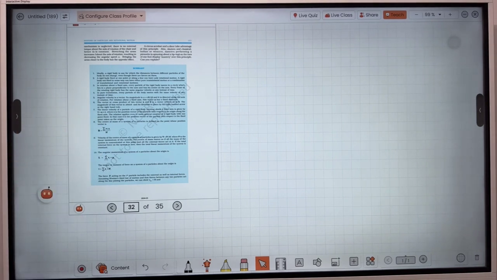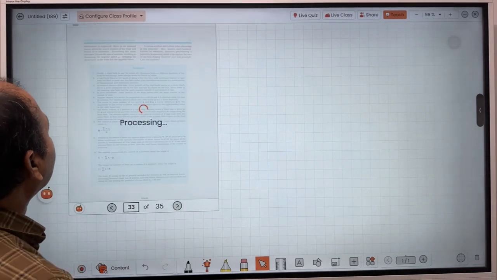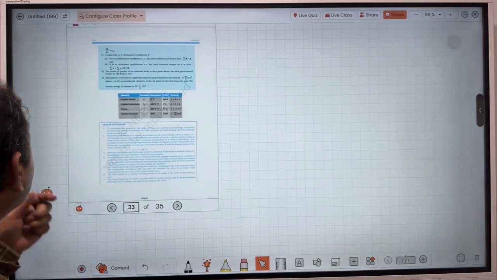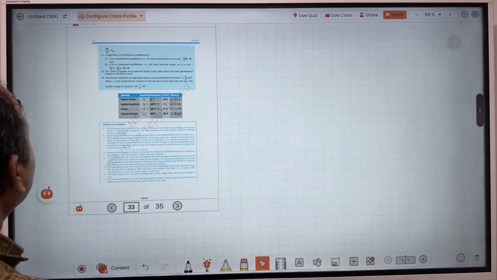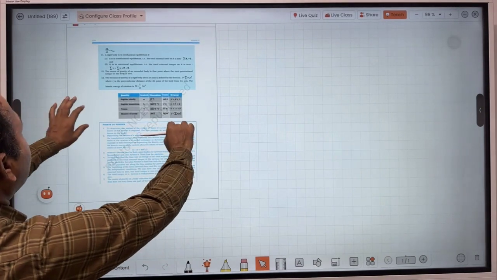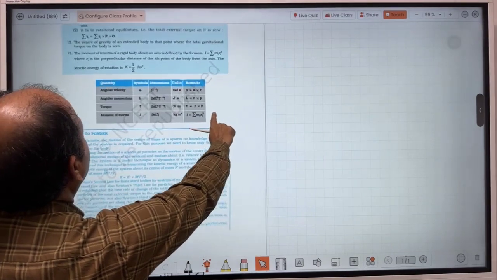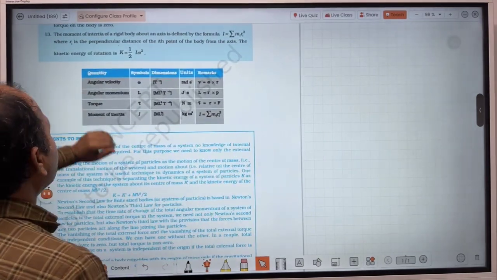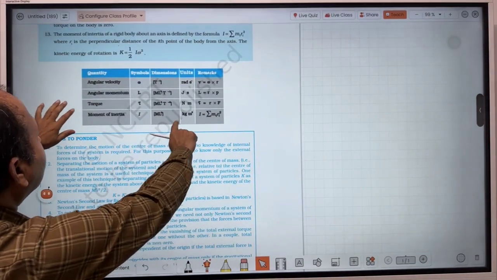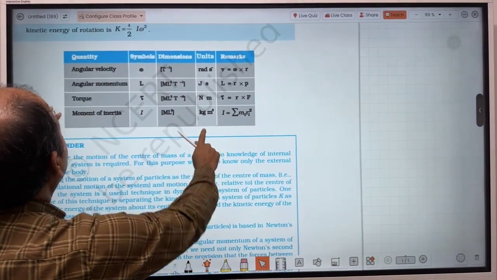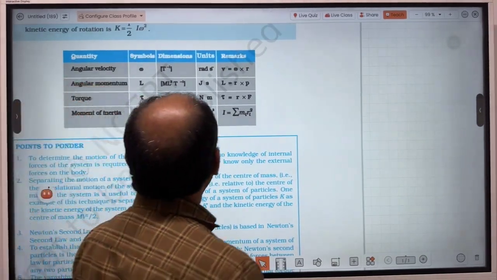Now this was the end of the chapter. Now we are going to see some more concepts. Suppose you go to the dimensions, etc. So let's see the dimensions of various quantities used here.